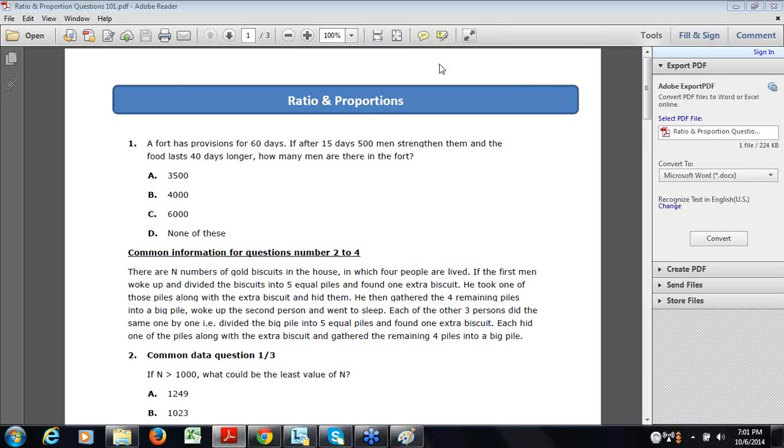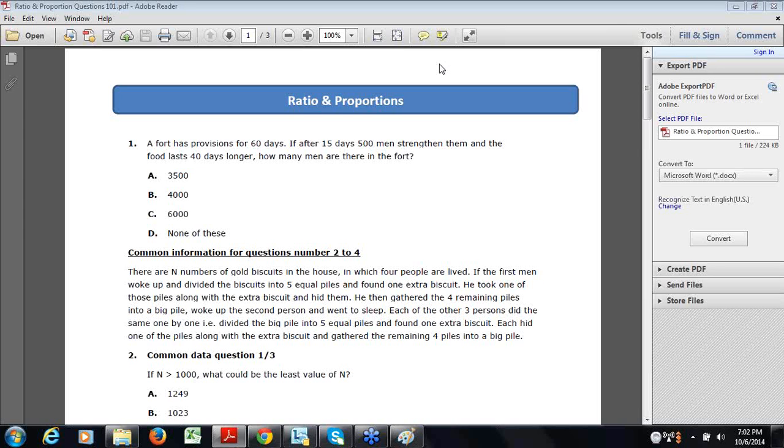So today we'll have a session on ratio and proportion. It won't be a big session today. It will be around one and a half hour, 1 hour 10 minutes session, and I've prepared around 10 questions for today's class. So as usual, we'll follow this same way.